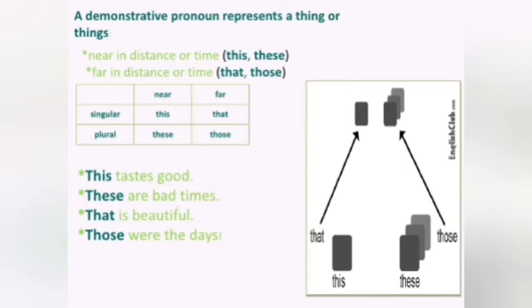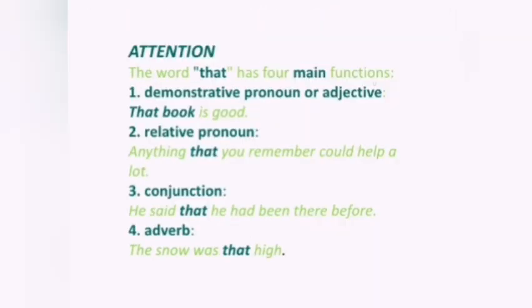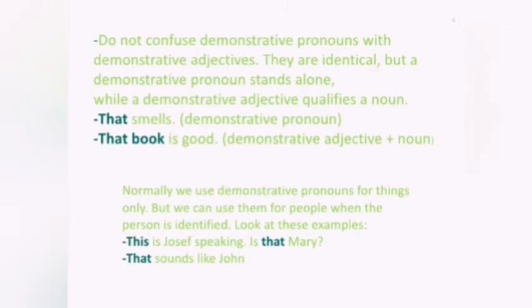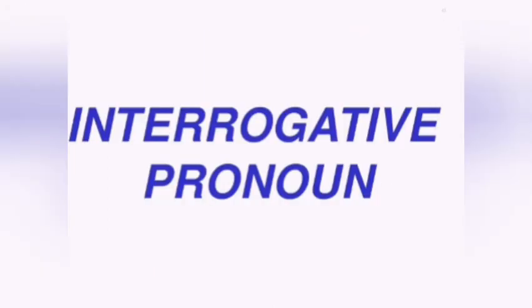This state is good, these are bad times. That is beautiful, that means something far away. Those were the days, that means those days are long gone, those were very nice days. Now keep it in mind, that can be used in different ways. We can use this one as a demonstrative pronoun. We can use that one as a relative pronoun. We can use that one as a conjunction. We can use that one as an adverb. So there are different ways you can use that one. Presently no need to go into detail for this.